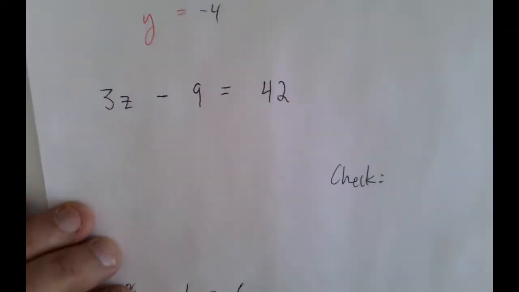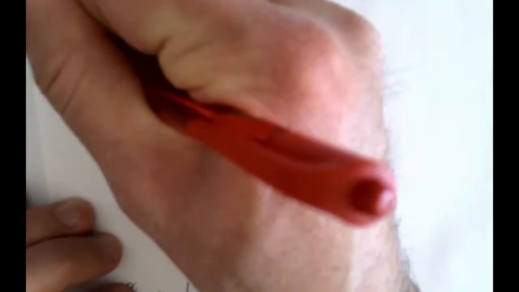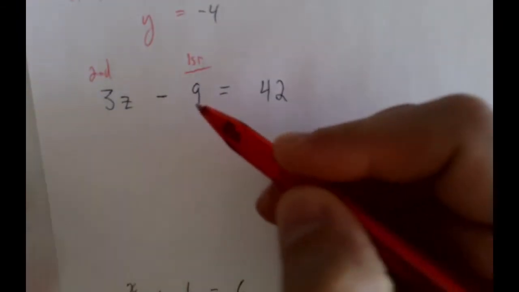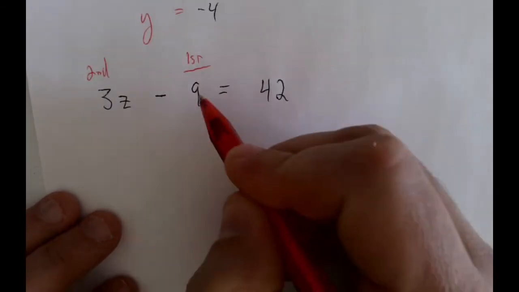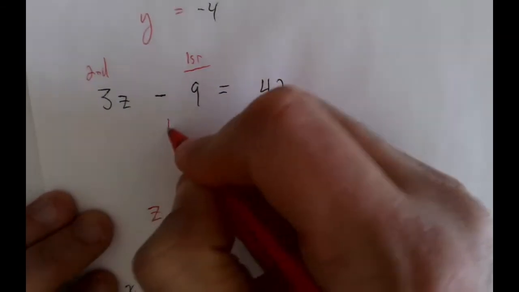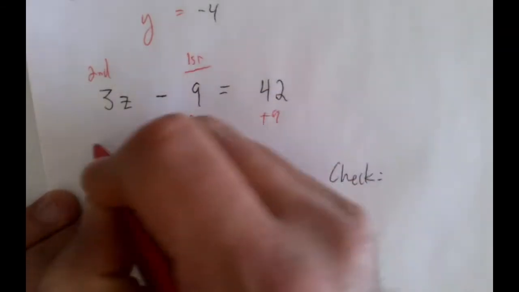Okay, so if we understood what I wrote earlier, then we want to take care of the constant first, and then we'll get rid of the coefficient second. So how do we get rid of a -9? How do we deal with it? How do we get rid of it so that we can get z by itself eventually down here? We're going to add 9. We're going to do it to both sides to maintain equality.